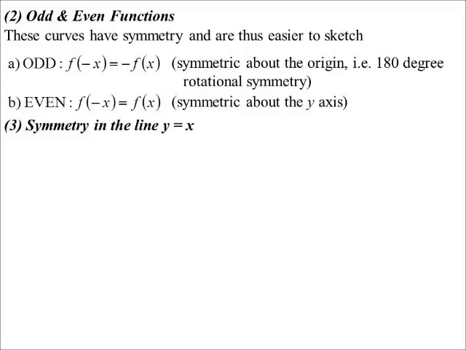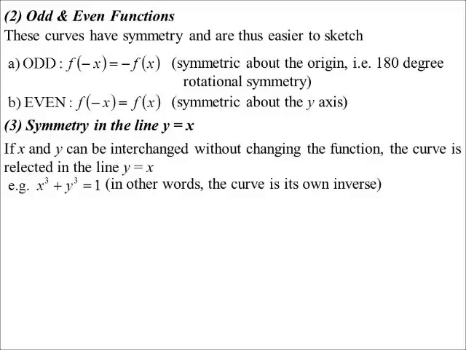Symmetry in the line y equals x. Now we did talk about this, but it might have escaped you at the time. This was back when we were talking about inverse functions. And we said, remember, an inverse is a reflection in the line y equals x, and how we found the inverse function was swapping the x and the y values around. But what we said was, if we end up with the same function, then that must be reflected in the line. Right? So, in other words, if you've got a curve, well, take the circle.